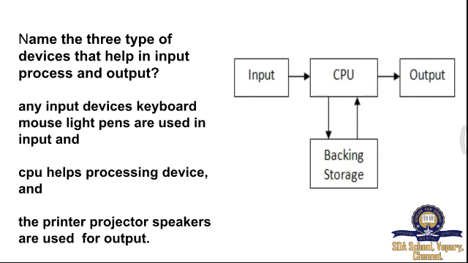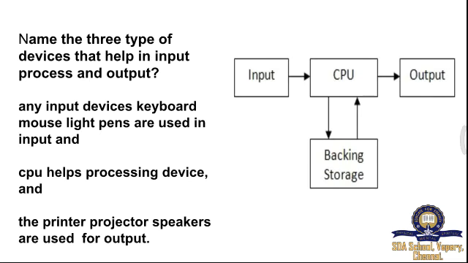By using these we can give instructions to the processing device, and the printer, projector, speaker are used for output. The projector, if you go to a cinema theater, that is a projector at work. The operator sitting somewhere in the corner of the room in the upper place will project the picture onto a large screen.